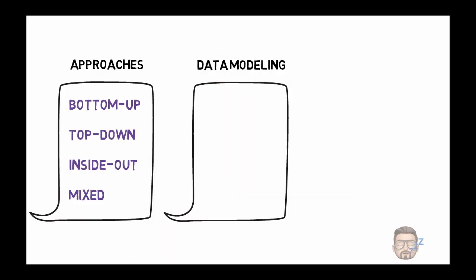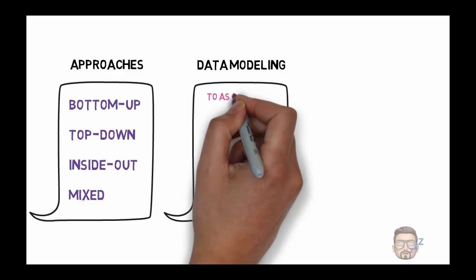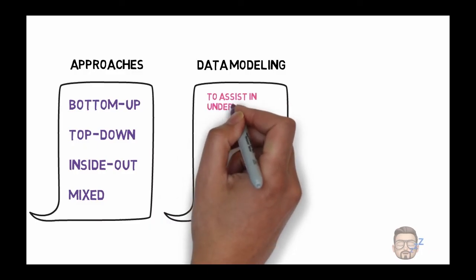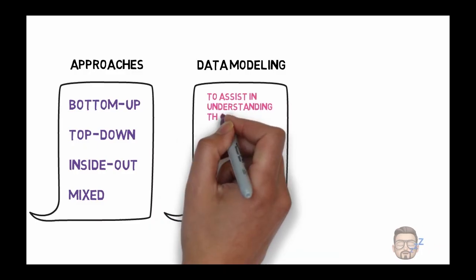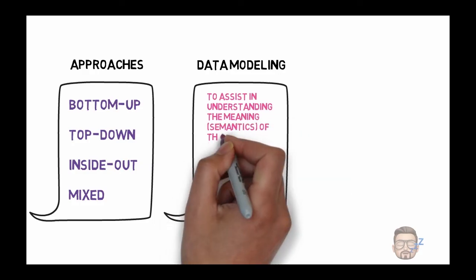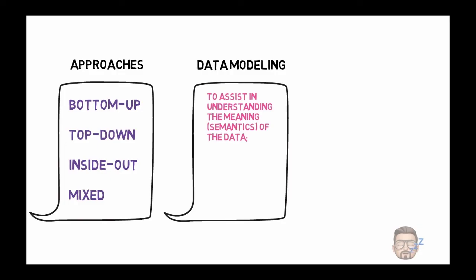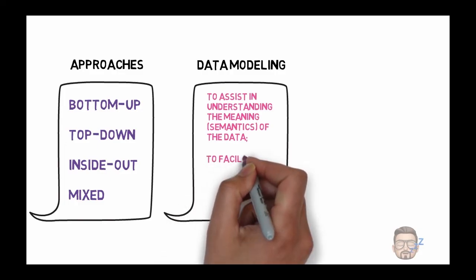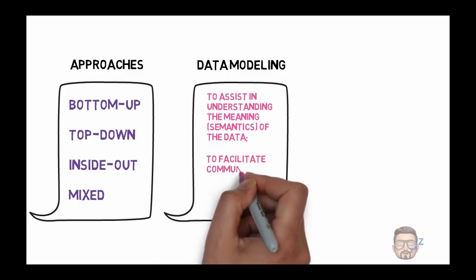Inside out, special case of a bottom-up approach. This approach starts with the identification of set of major entities. Mix uses both the bottom-up and top-down approach, intent of following any particular approach for various parts of the data model before combining it all.